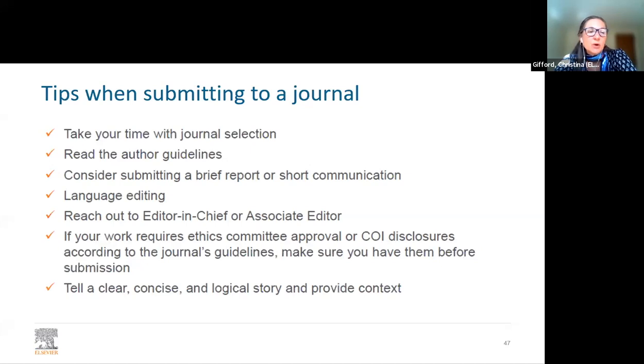If your work requires ethics committee approval or COI disclosures, make sure you have them before submission. And also tell a clear, concise, and logical story and provide context in your journal article.